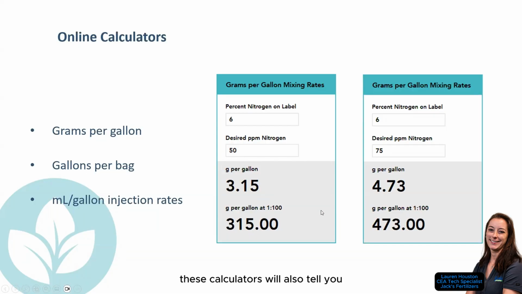These calculators will also tell you how many grams you need if you're making a concentrated stock solution that would inject at 1 to 100, so it's a 100 times concentrated solution. We have two other calculators available on our website that also calculate how many total gallons of water you would need to mix an entire 25-pound bag of fertilizer and still hit those target rates. And then we have a third calculator that will help you calculate how many milliliters per gallon to set your injectors to hit a target nitrogen rate as well, which is something I know a lot of hydroponic vertical farmers struggle with when you have those really complex injector systems where you can set the specific milliliters per gallon. It can get a little confusing. So we have those calculators available on our website so you can do it yourself and not really have to worry about trying to figure it out.